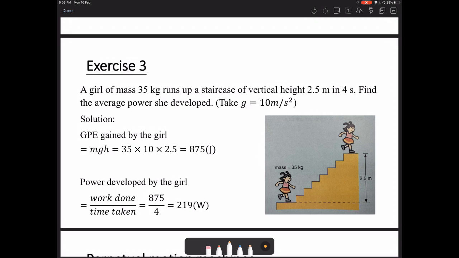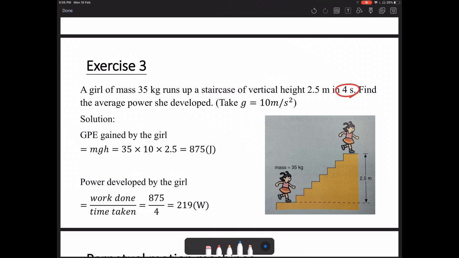A girl of mass 35 kilogram runs up a staircase of vertical height 2.5 meters in 4 seconds. Find the average power she developed. Take small g equals 10 meters per second squared. First, if we want to find the power, we have to find two things, right? First, the energy transfer. Second, the time used. Okay, we got the time. Time is 4 seconds. Okay, how about the energy?